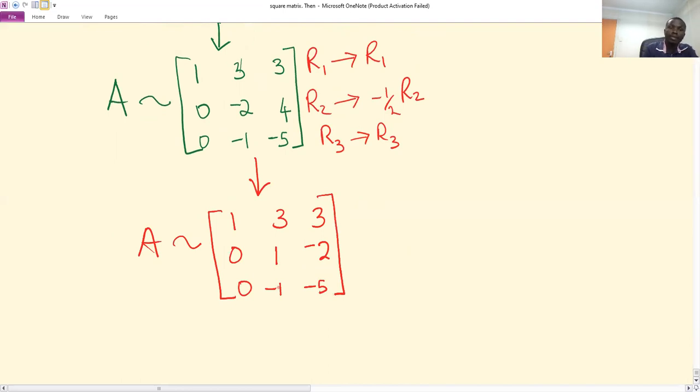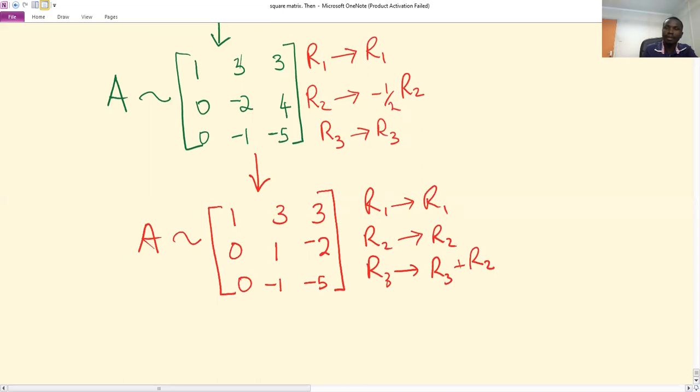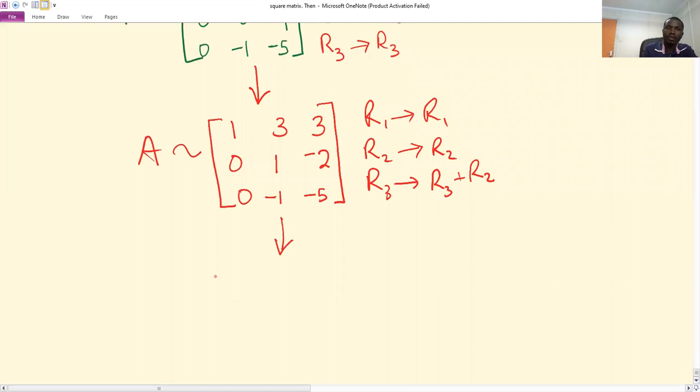Now we need this to be 0. So we say let row 1 be row 1, row 2 be row 2, and now row 3 be row 3 plus row 2, because when you add 1 to -1, you get 0. So this will transform A into an equivalent matrix of 1, 3, 3, 0, 1, -2, 0, 0. Adding these two, we get -7.